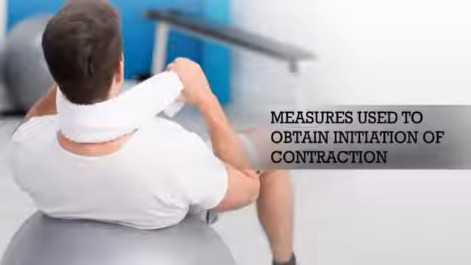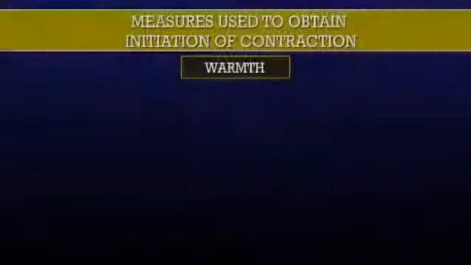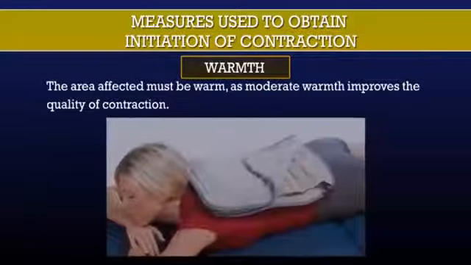So here comes the measures used to obtain initiation of contraction. The first one is warmth. The area affected must be warm, as moderate warmth improves the quality of contraction. Any method designed to improve the circulation in the area is effective. For example, active exercise of unaffected muscle against strong resistance is a method of choice.